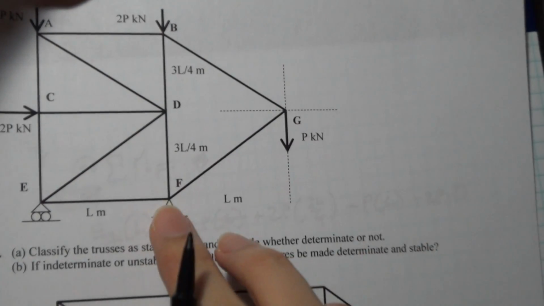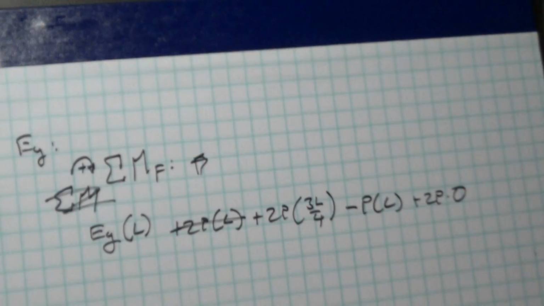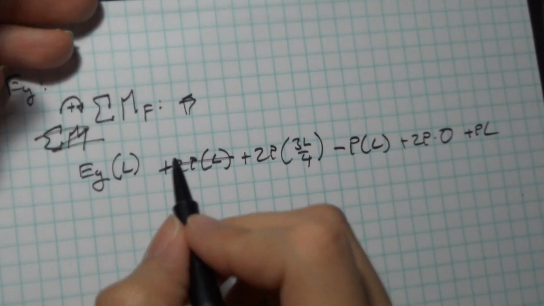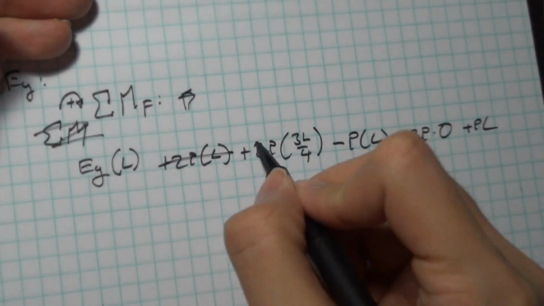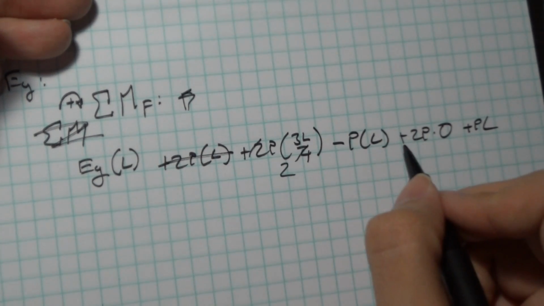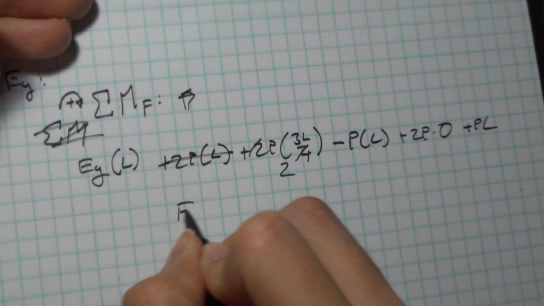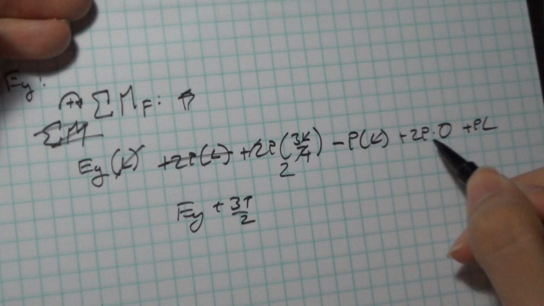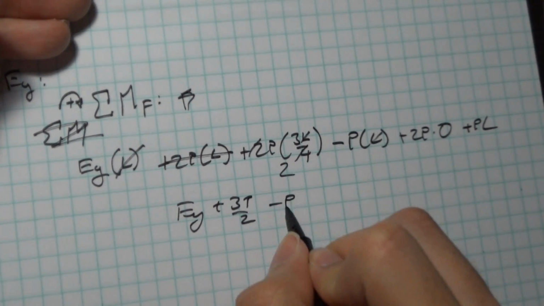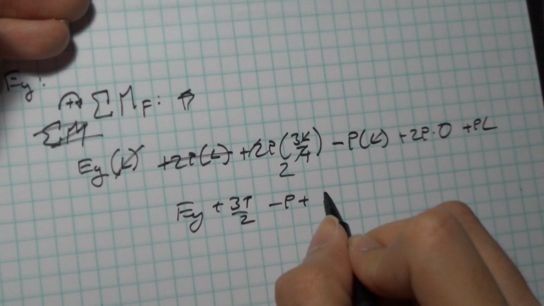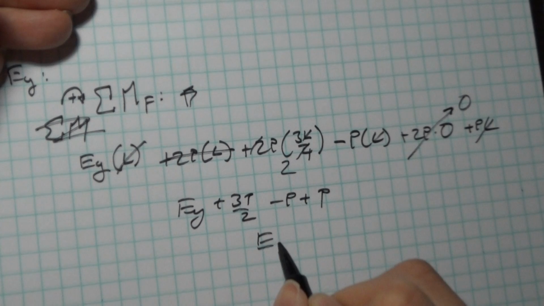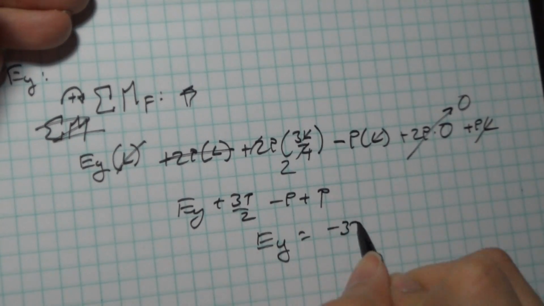And then I have this force at the end. This is P times L, and it's acting clockwise, so plus PL. If I reduce this down a little bit, this becomes 1 on 2. So I should get Ey plus 3P on 2, and I can cancel out the L's here, plus 3P on 2 minus P plus P, so this goes to 0. And I should get that Ey is equal to -3P on 2.